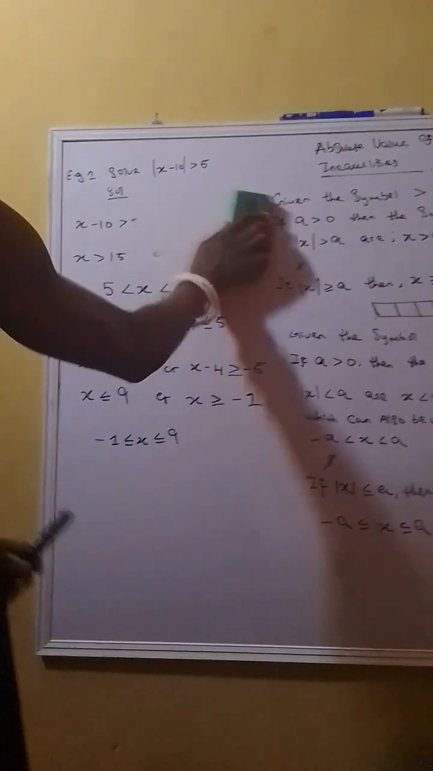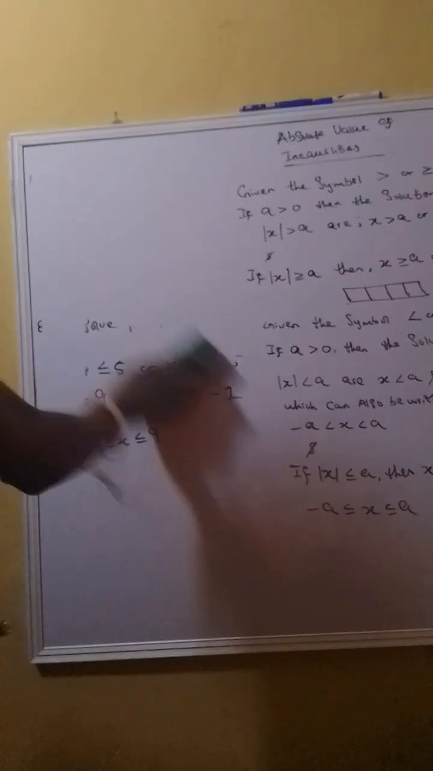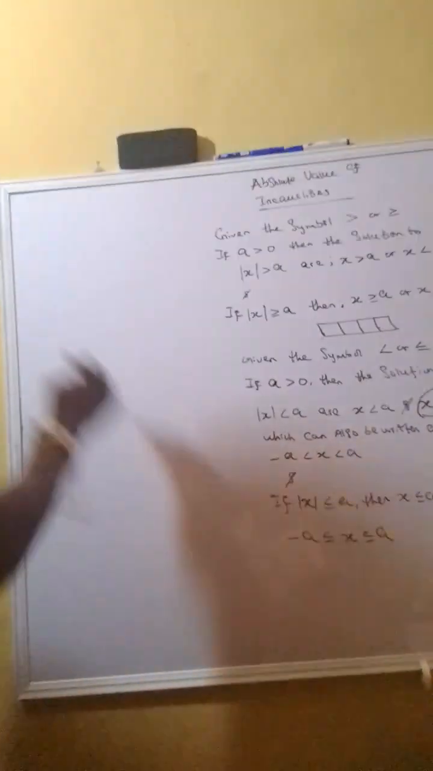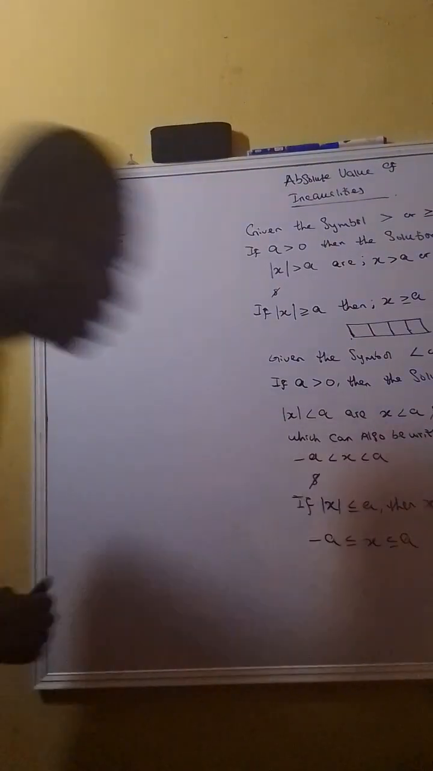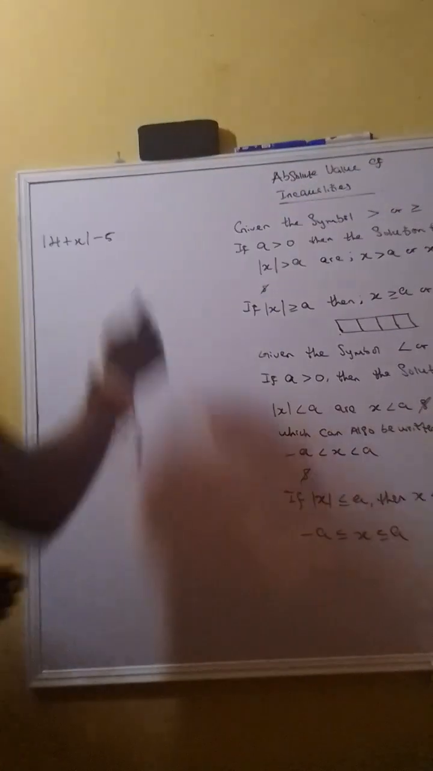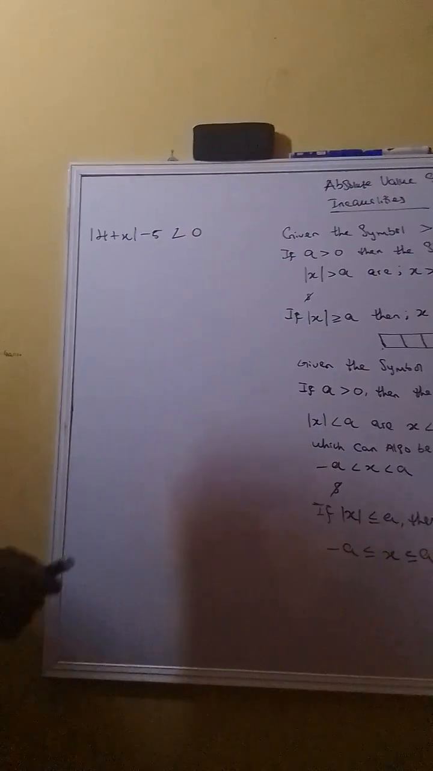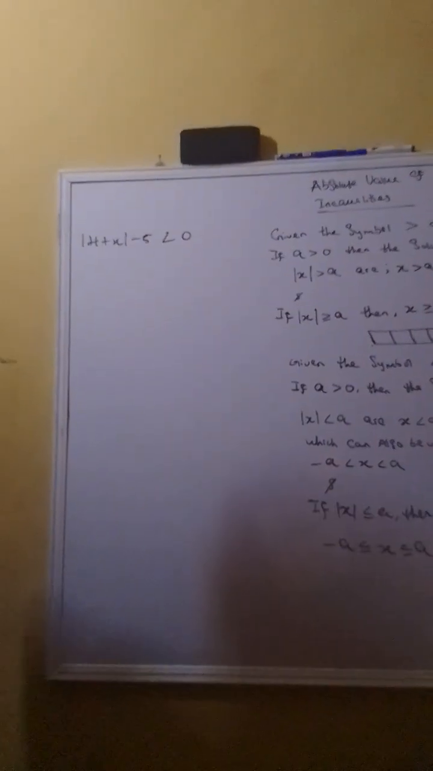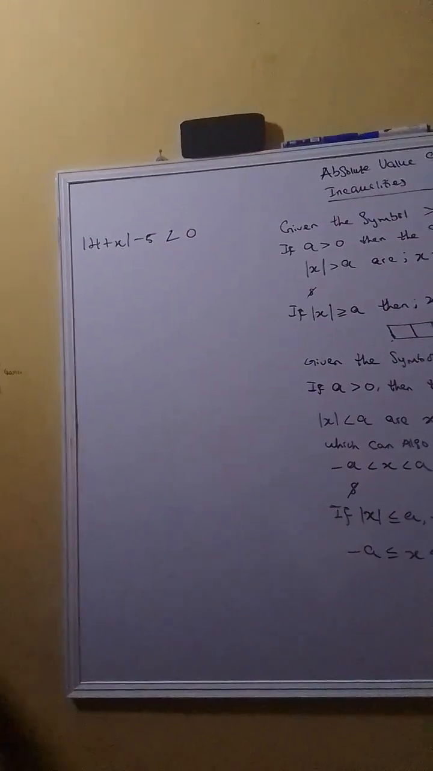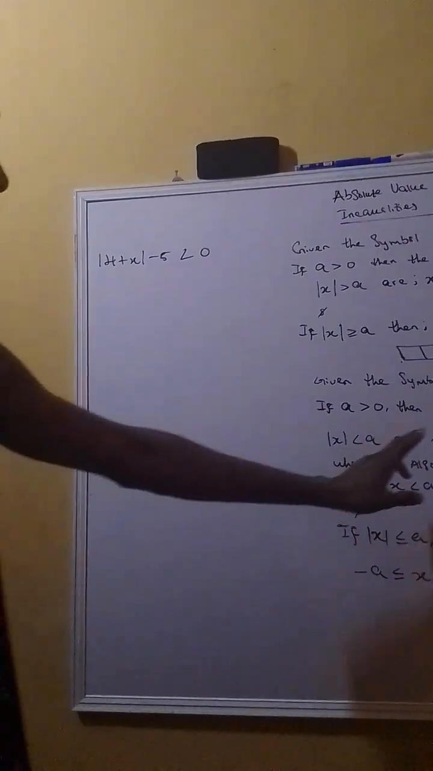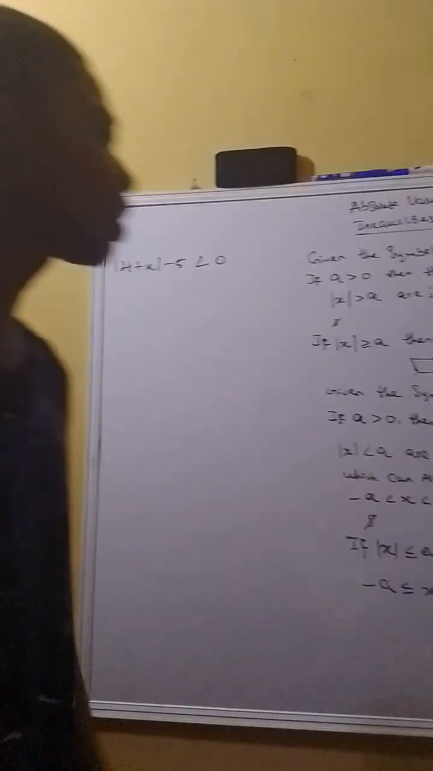Let's touch another example. Let's look at this. Let's say we are being given 4 plus x minus 5 less than 0. Now since it is less than 0, we all know what to do, right? And that will be less than a here. You have less than a or greater than negative a.